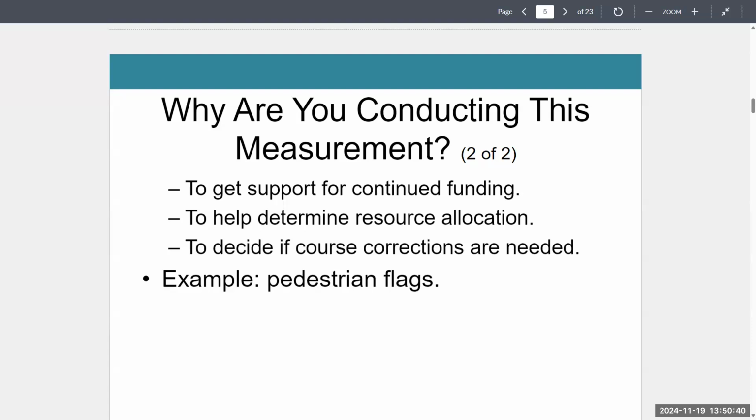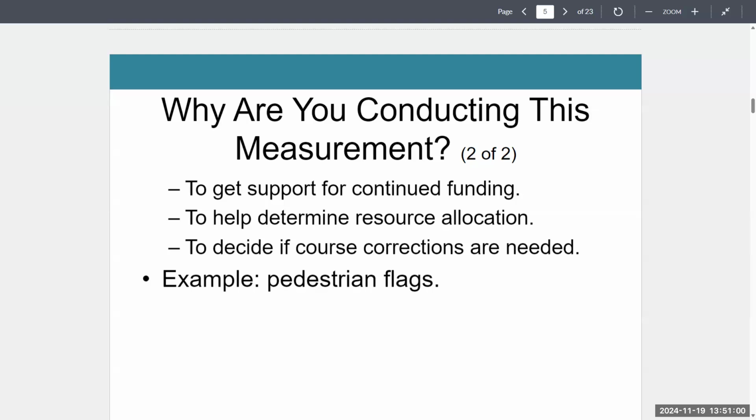It might be used for resource allocation. Measurement helps you decide where to focus your effort. For example, if your data shows that certain neighborhoods are benefiting more than others from your program, you can allocate more resources to the underserved areas.